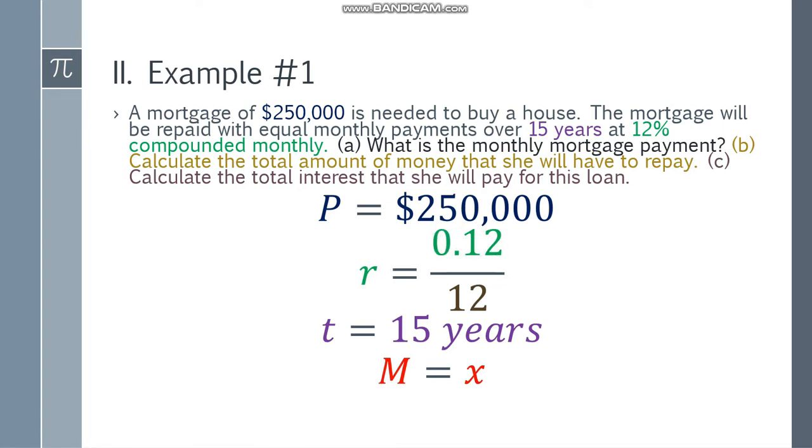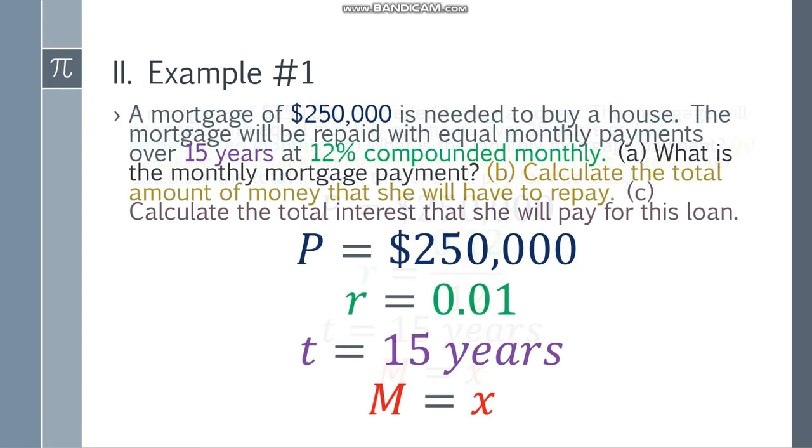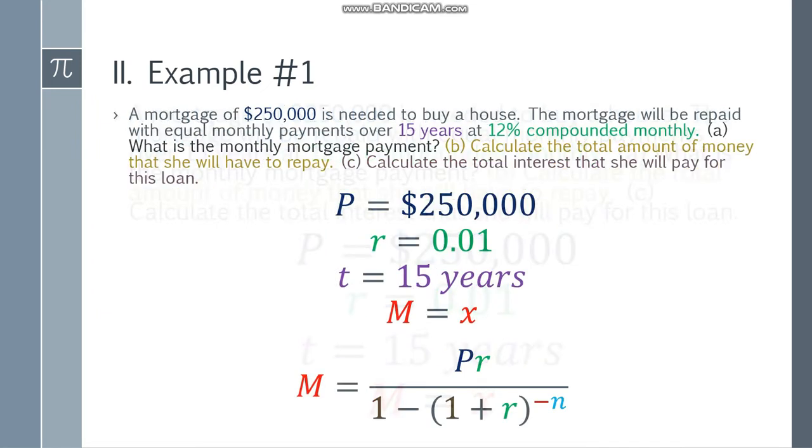Now, R is equal to 0.12. We just changed 12% to decimal form. Now, since this is in decimal form, we can now divide it by 12, and that will be R is equal to 0.01. Since everything's okay, we can place the formula.